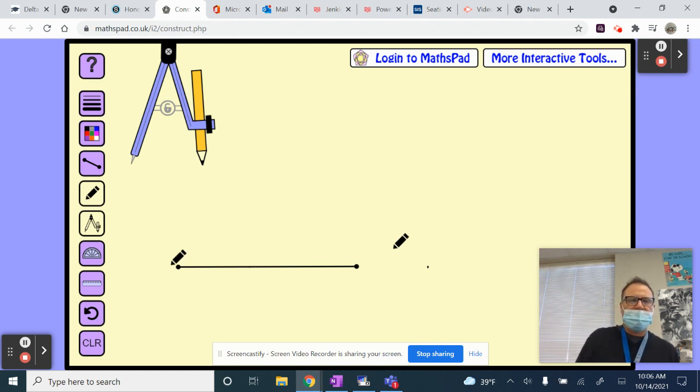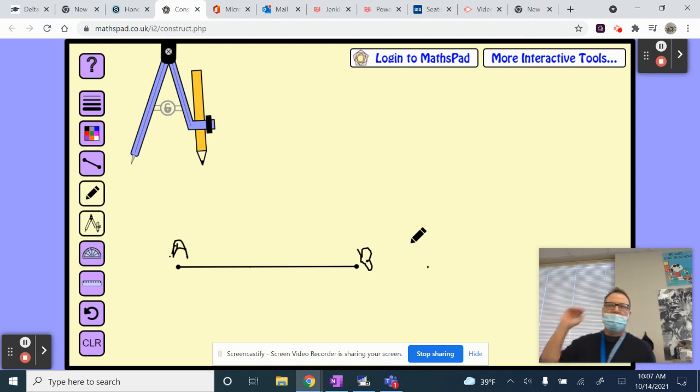Now, here's the part that's just stupid: the writing. So we're going to call this endpoint A. This endpoint is A. And then this endpoint here is B.